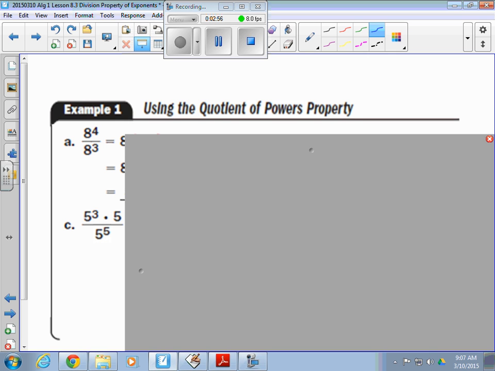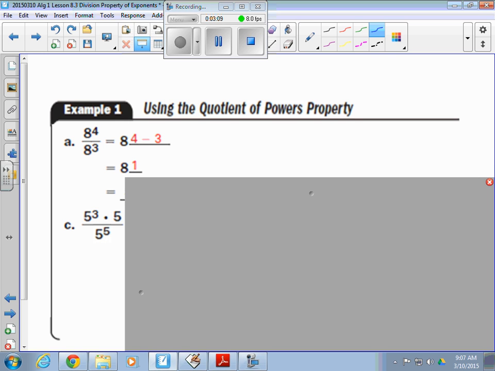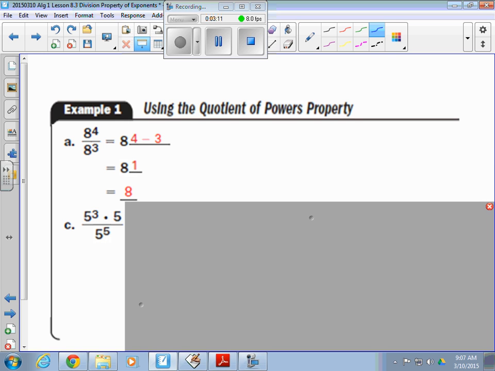Here's example number 1, using the quotient of powers property. 8 to the 4th divided by 8 to the 3rd. Same base, both of them are 8. You subtract the exponents, 4 minus 3. What that gives you is 8 to the first power. Anything to the first power is just whatever it is, 8.